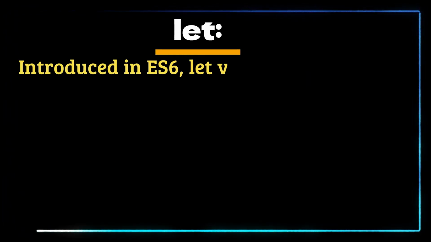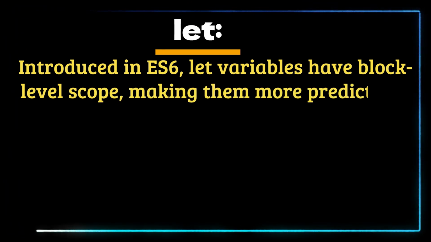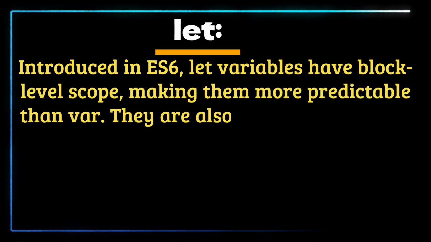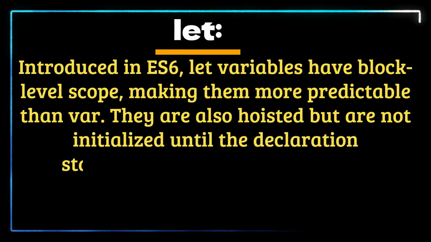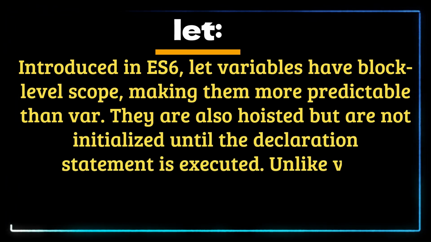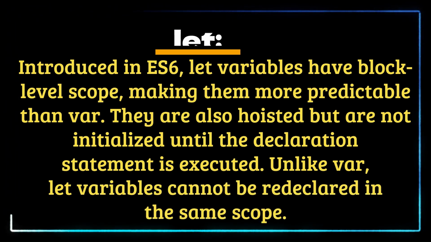Let. Introduced in ES6, let variables have block-level scope, making them more predictable than var. They are also hoisted but are not initialized until the declaration statement is executed. Unlike var, let variables cannot be redeclared in the same scope.